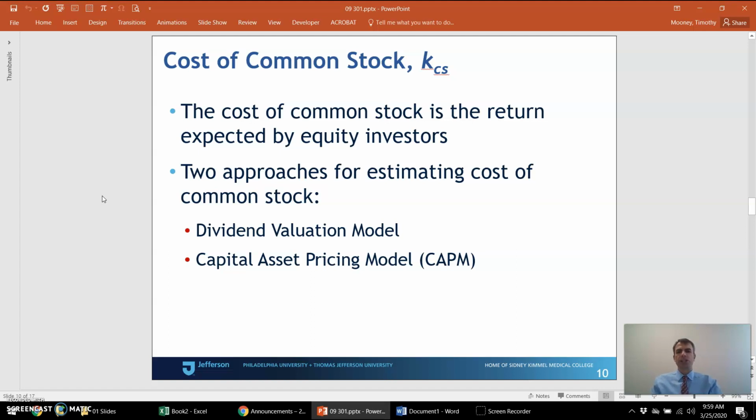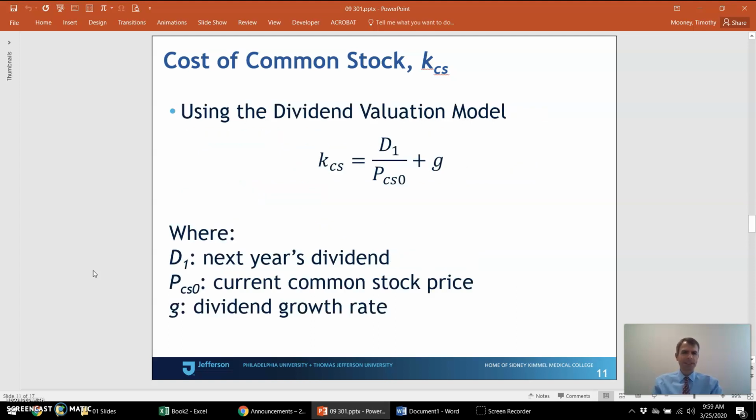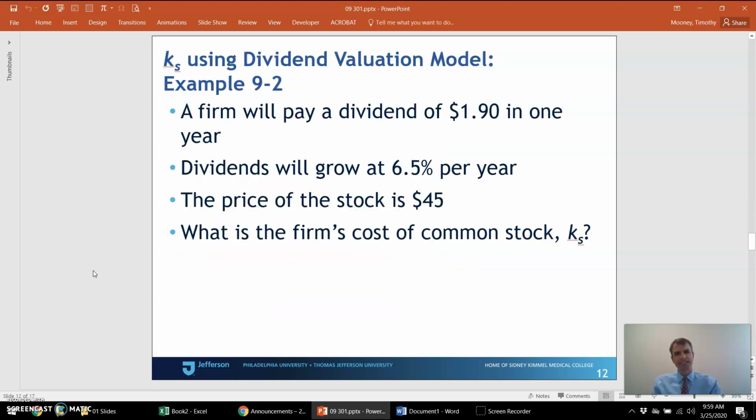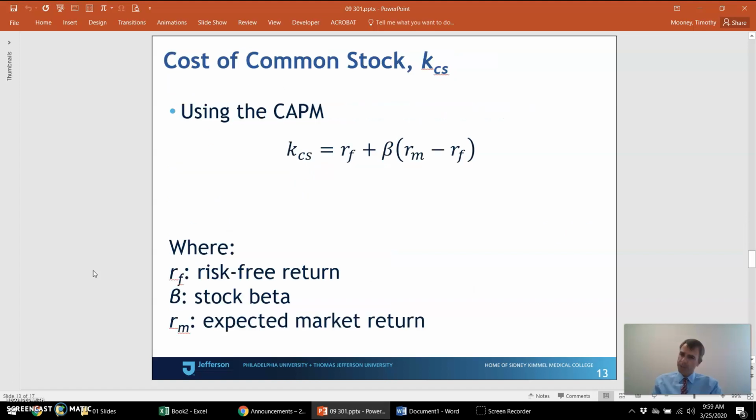A couple approaches. We'll just use the CAPM in this class, the capital asset pricing model. This is what people use in real life when they find the cost of common stock for a firm. You could use the dividend valuation model. We looked at that in chapter 8, but in practice, it's much better to use the CAPM. So let's focus on that. And hopefully this looks familiar. If we have a stock's beta and we have the risk-free rate, the T-bill return, and then the expected market return, we've got historical data on these from chapter 6.